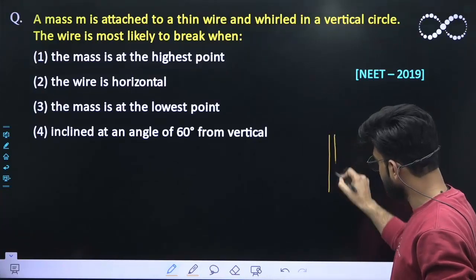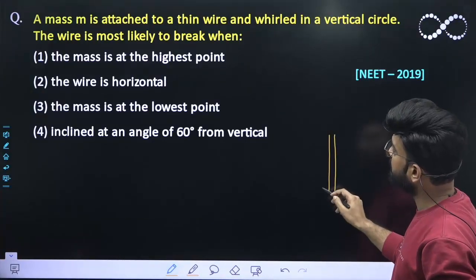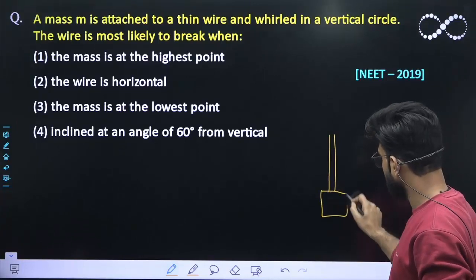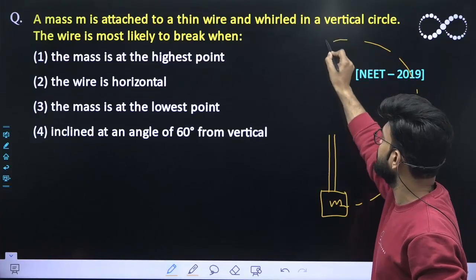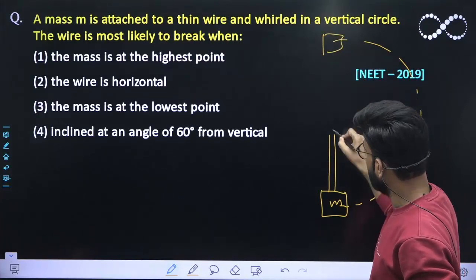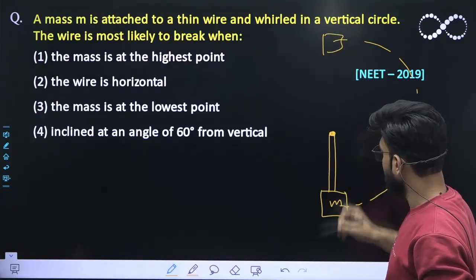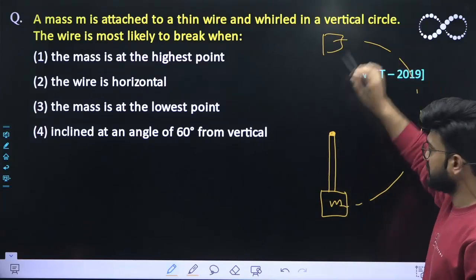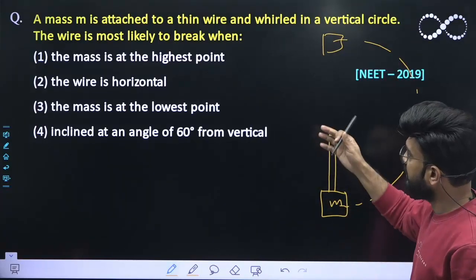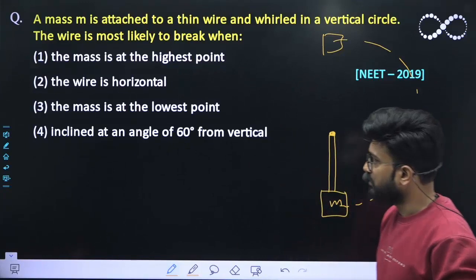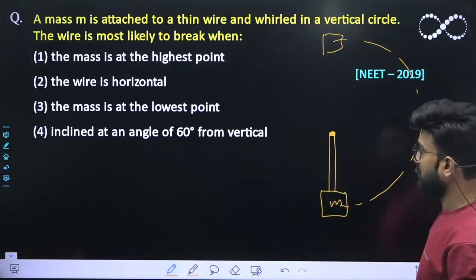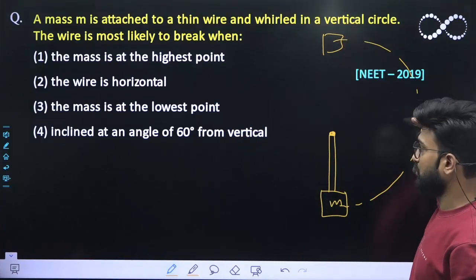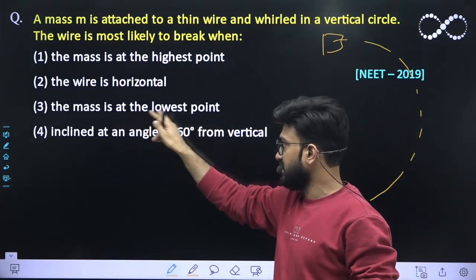Obviously, if this is the wire and a certain mass small m has been attached and it is moving in a circular track just like this, and let this be the base, it is moving just like this. So at which point is it most likely to break? The options are: when the mass is at the highest point, when the wire is horizontal, or when the mass is at the lowest point.